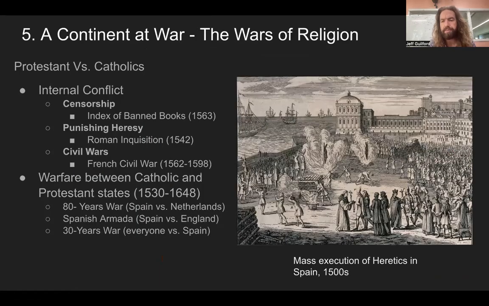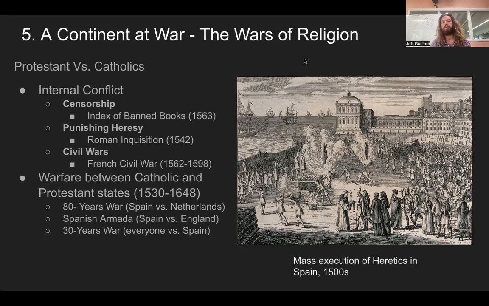Now, the reason that the Protestant Reformation matters for us is that it creates massive amounts of tension and violence, both within countries and between countries. The idea of religious toleration basically does not exist at this point. And so what that means is that the Protestants want to get rid of all the Catholics in their area, and the Catholics want to force all of the Protestants to come back and to become Catholic once again.